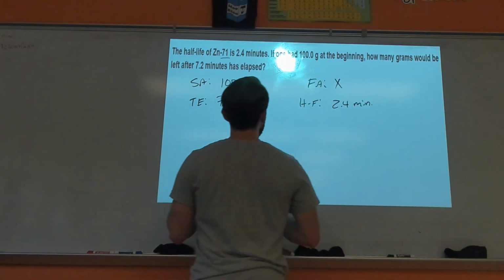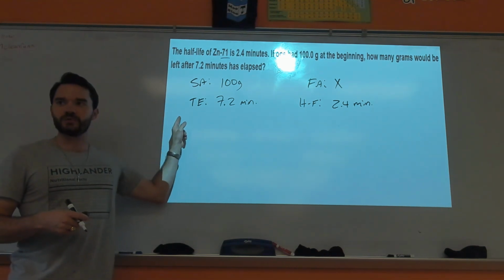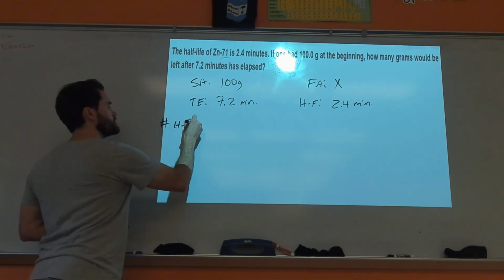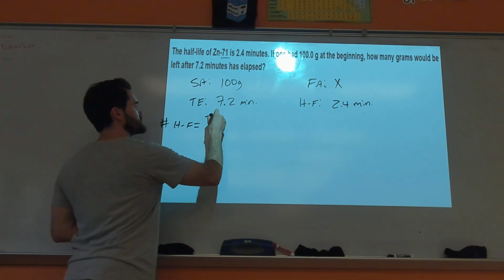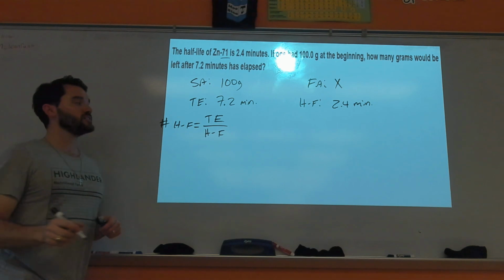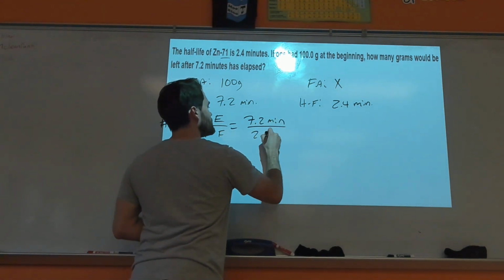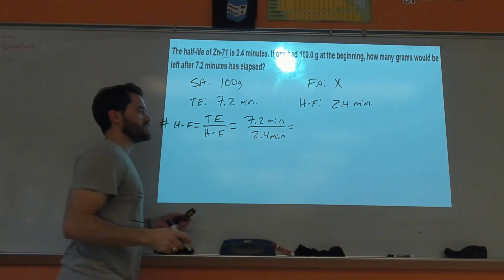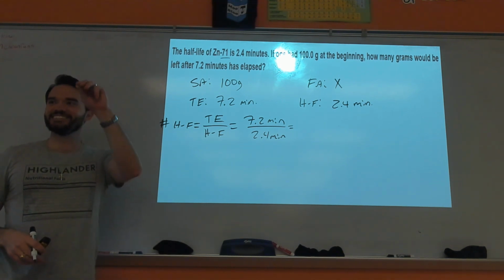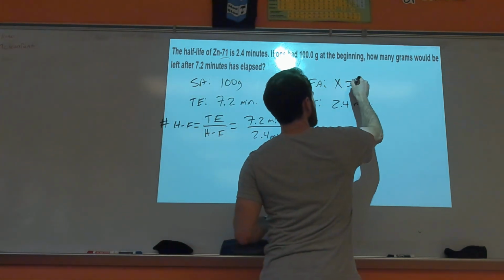So what you want to figure out is, what is the number of half-lives we can do in 7.2 minutes? There's a formula for that. The number of half-lives would equal time elapsed divided by the time for one half-life. So you would do 7.2 minutes divided by 2.4 minutes, and you would get, mathletes? Three, yeah, 3, okay? So then your answer would be 3.